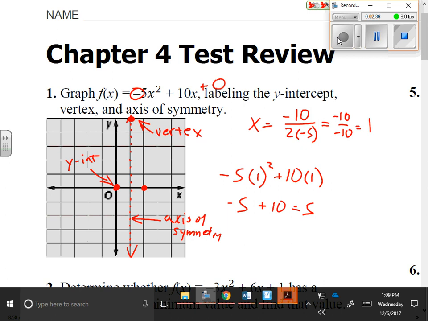And just because I go above and beyond, I'm going to actually draw the whole parabola. Well, it says to graph, so I guess I'm not going too far above and beyond.